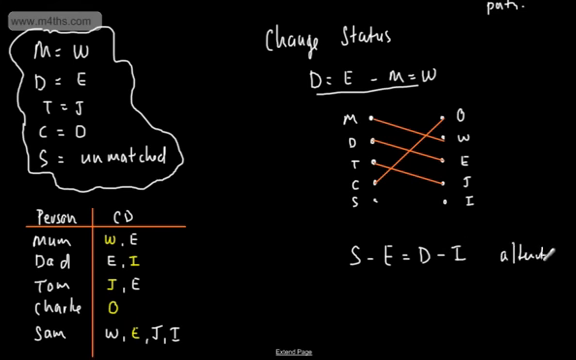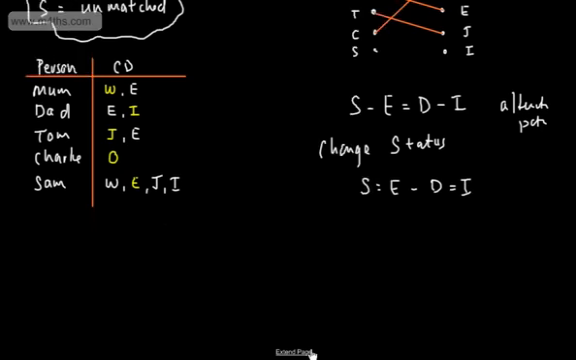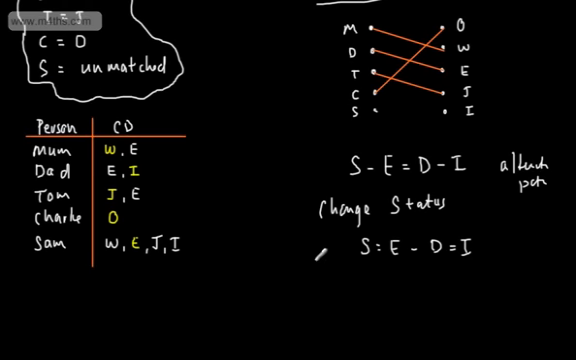So alternating path. Okay, change status. We would now have S is equal to E, and now D is equal to I. So we could see that S was matched with E, E was no longer matched with D, and then D was now matched with I.